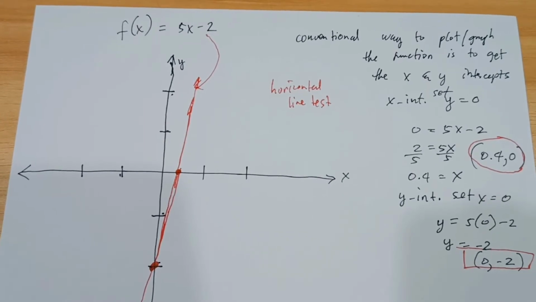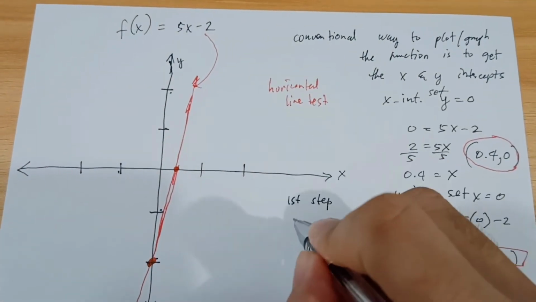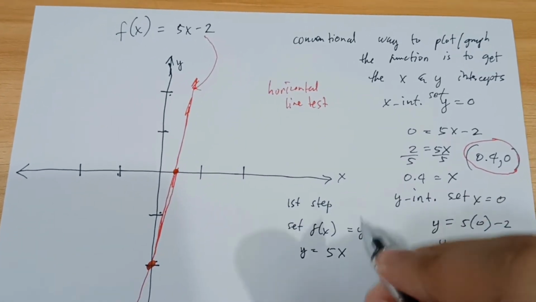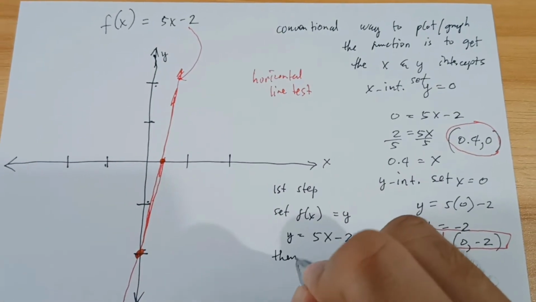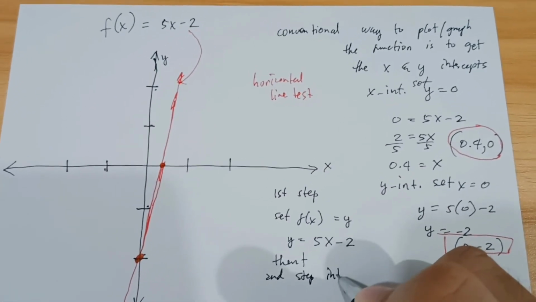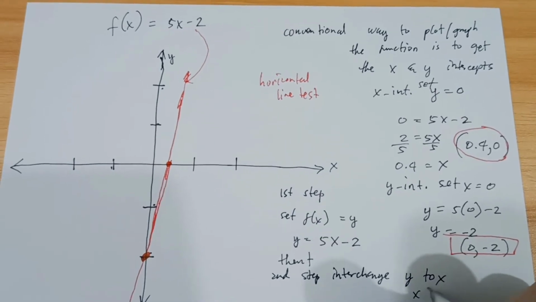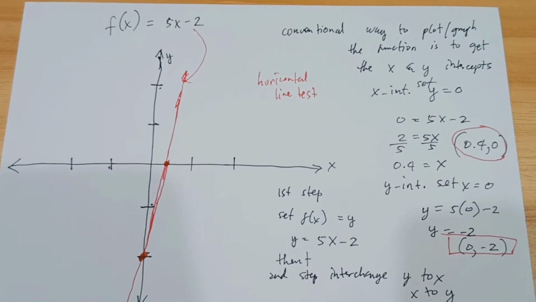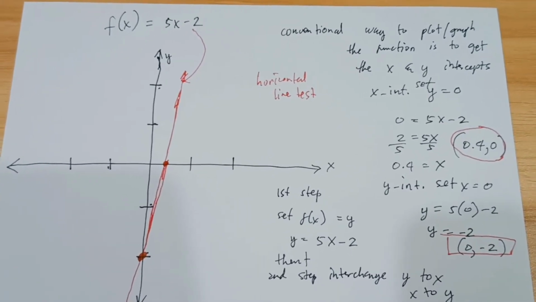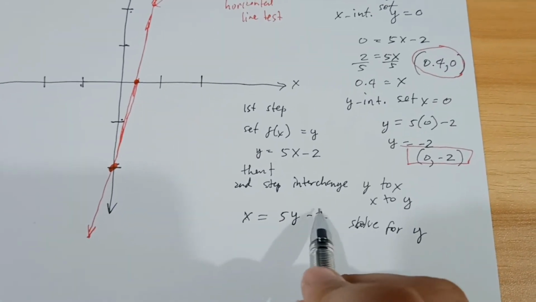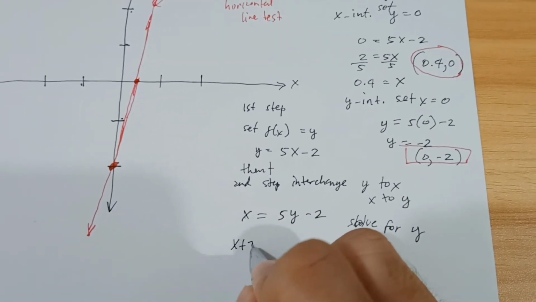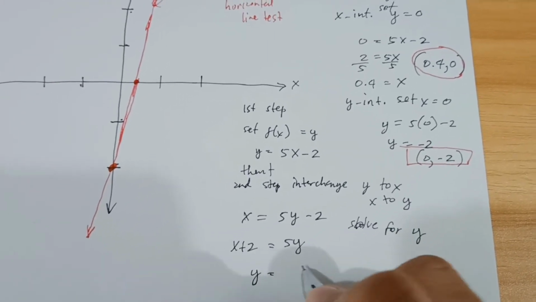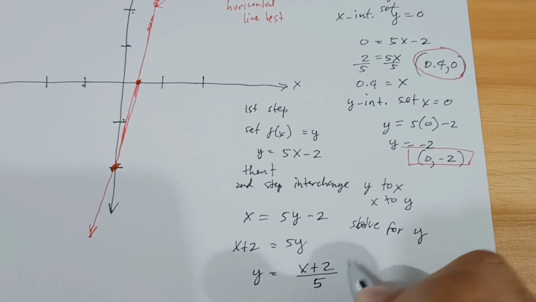So para makuha yung inverse niyan, so first step, set f of x is equal to y. So magiging y is equal to 5x minus 2 na. Then second step, interchange y to x, x to y. So magiging ito, papalitan natin, magiging x is equal to 5y minus 2 na siya. Then solve for y. Lipat natin sa kabila yung negative 2, x plus 2 na siya, 5y. So over 5 over 5. So ang y natin ay x plus 2 over 5.